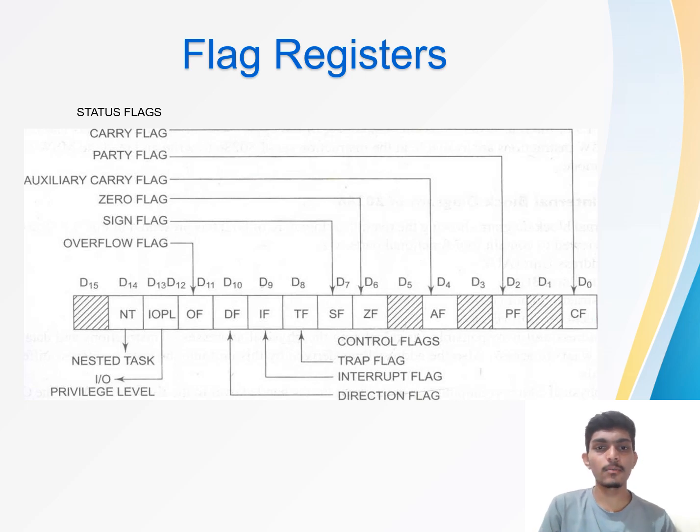This is a diagram of the flag register. As we can see, D0 to D15: carry flag, parity flag, auxiliary carry flag, zero flag, sign flag, overflow flag.